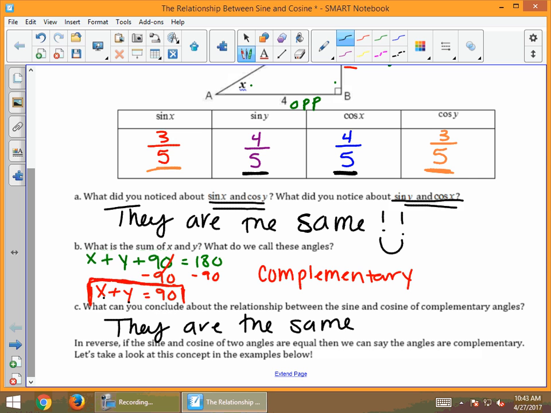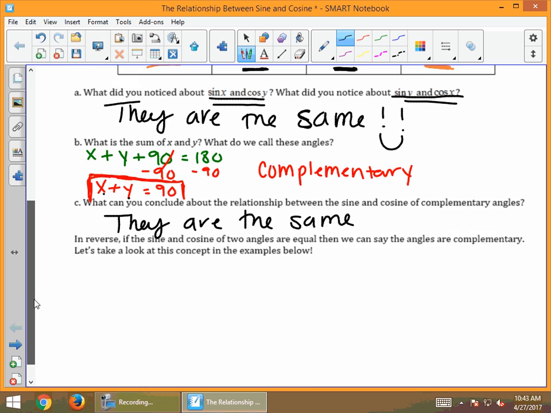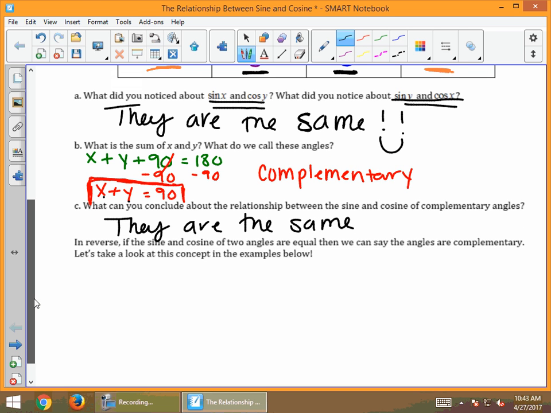If you have two angles that add to 90 degrees, the sine of one angle is always going to be equal to the cosine of the other. Every time. In reverse, if the sine and cosine of two angles are equal, then we can say those angles are complementary. In other words, those angles are going to add to 90. So if the sine of one angle is equal to the cosine of the other, then we know those two angles are going to add to 90 degrees.